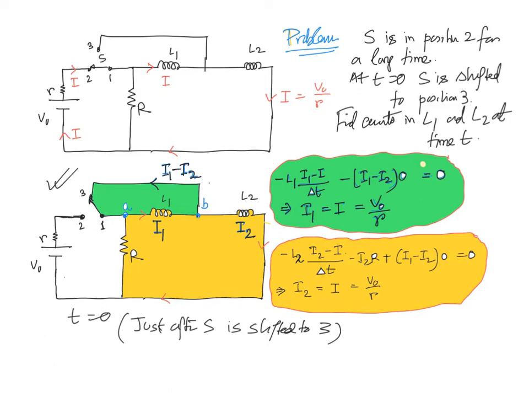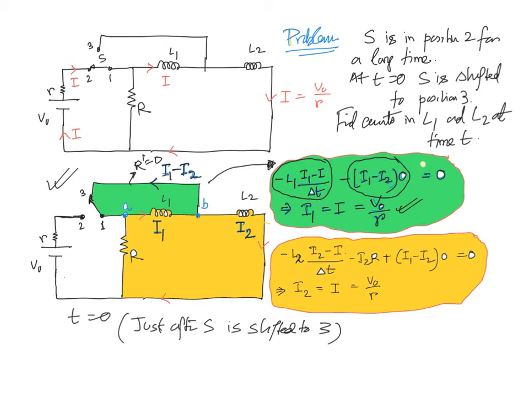Now for this upper circuit I have just applied KVL. Here delta t is the small time in which the switch is shifted from 2 to 3. So this is the voltage law: minus L1 (I1 minus I) by delta t minus (I1 minus I2) into 0, because this wire has resistance R dash equal to 0. It's short circuited. So you get current V0 by R.